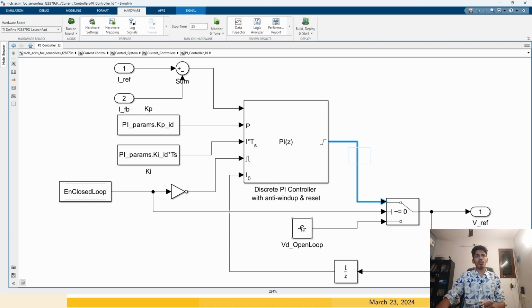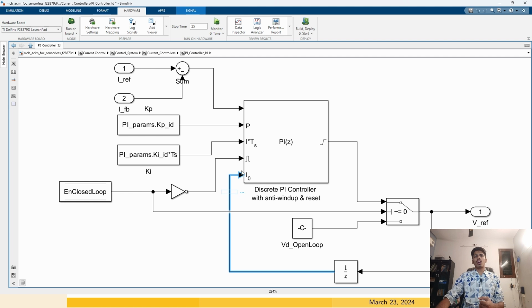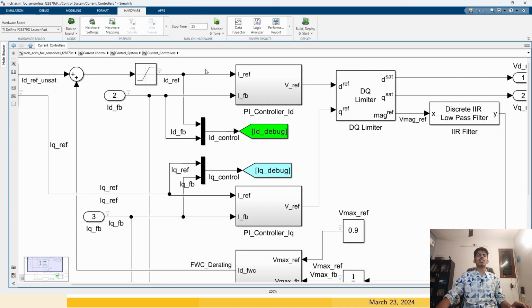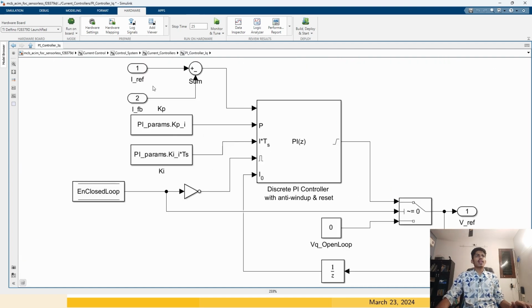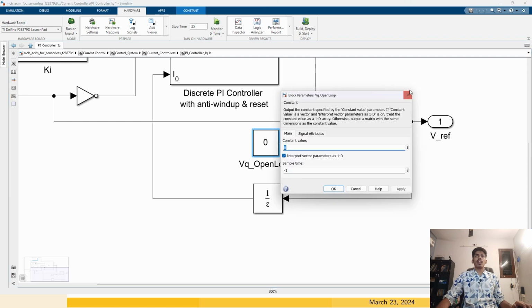So if it is in the open loop mode, we don't use this. We directly give the VD open loop. We are setting the initial integral term value to be whatever goes out on the Vref. So that is a simple PI controller which takes ID reference and ID actual current and produces VD reference. And then similarly for IQ, we are taking the IQ reference current and IQ feedback current, subtracting the same way. Initially at open loop, this value is set to be 0.